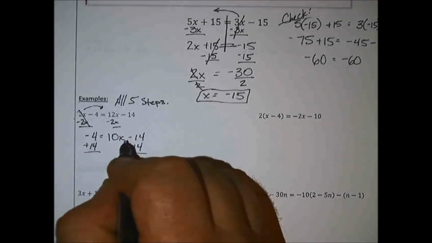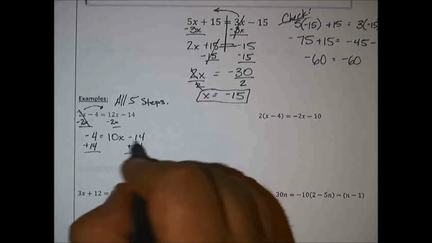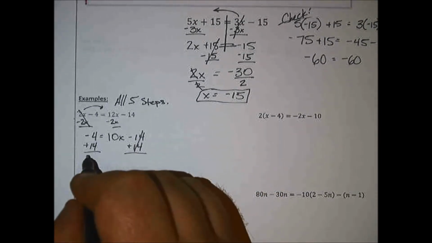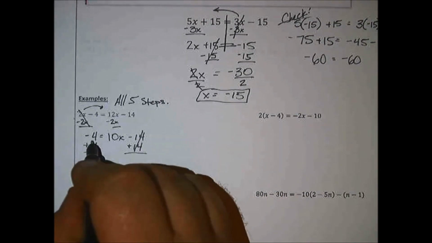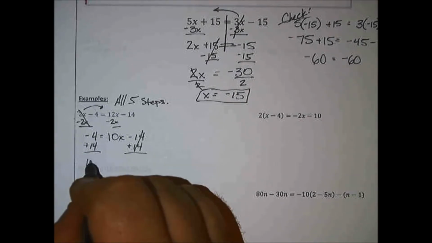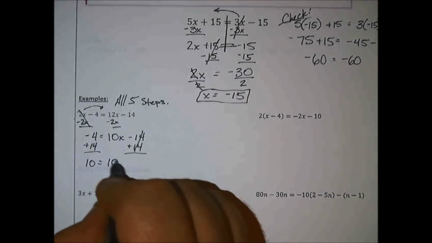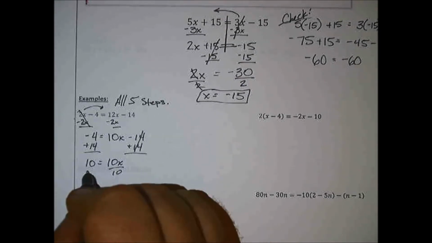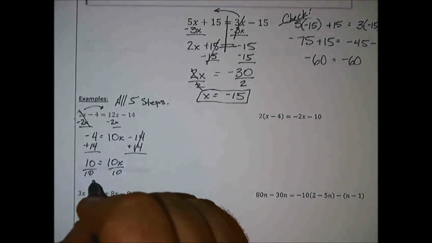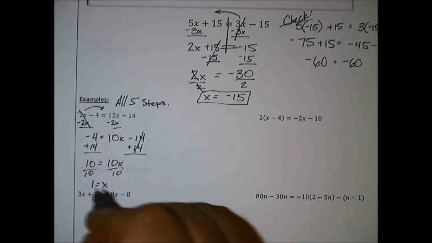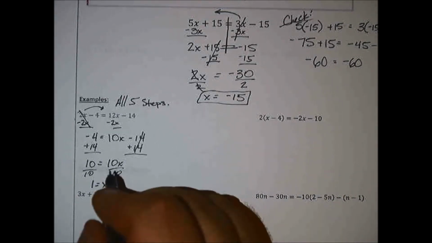At this step, it is a 2-step equation. Adding that 14 gets rid of that, and negative 4 plus 14 is going to be a positive 10, equals 10x. Divide by 10, you can kind of see where this is going. But x equals 1. The answer comes out as 1 equals x.